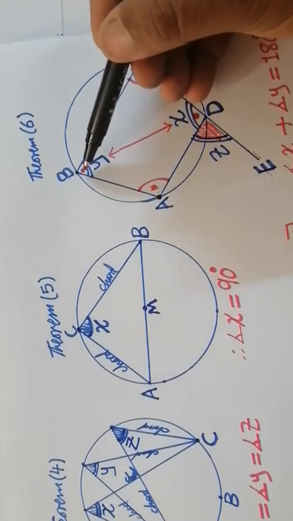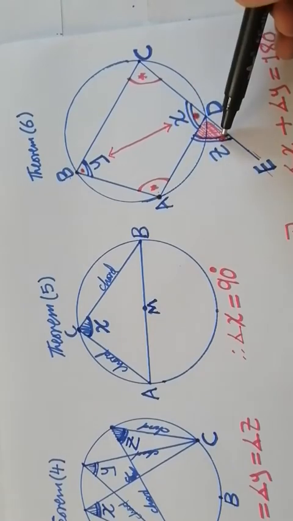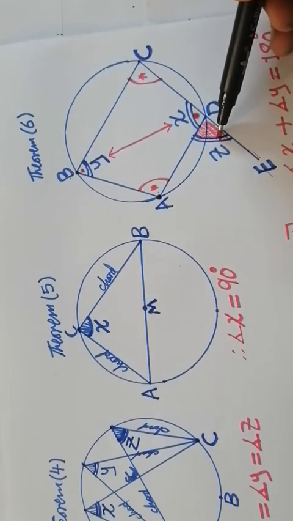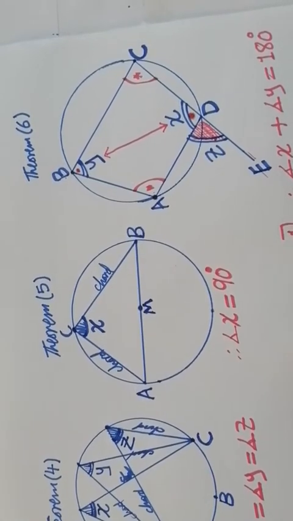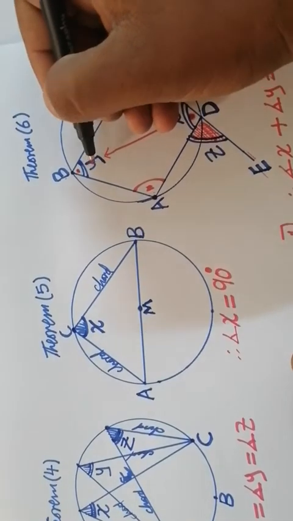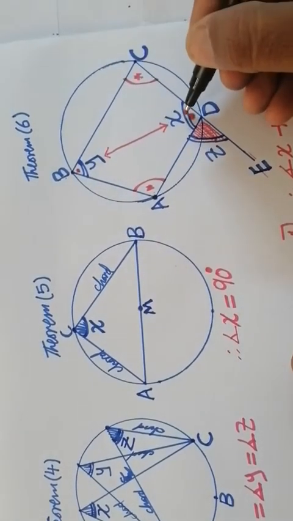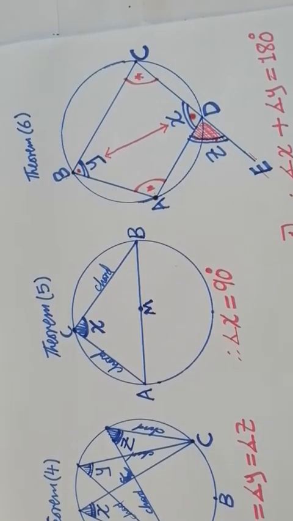So this interior angle is opposite to the angle which is the adjacent angle to the exterior. So my exterior angle, angle Z, equals angle Y, because the exterior angle equals the interior angle which is opposite to the angle adjacent to it. This is Theorem 6.